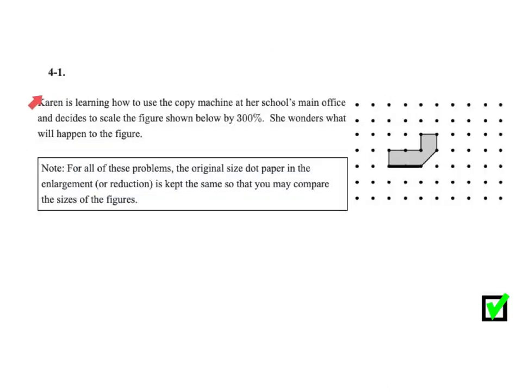Okay, our first problem is 4-1. It says Karen is learning how to use the copy machine at her school's main office and decides to scale the figure shown below, so this guy right here, by 300%. She wonders what will happen to the figure. So let's take a look at what the next lineup of questions is here.